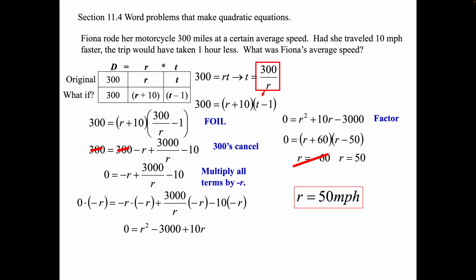Now, if you want to check to make sure that all this works out, we plug this in. 50 for the R, 50 plus 10 would be 60. So 300 divided by 50, that's a 6 for T. 6 minus 1 is 5, and 5 times 60 is 300. It makes both of them true.